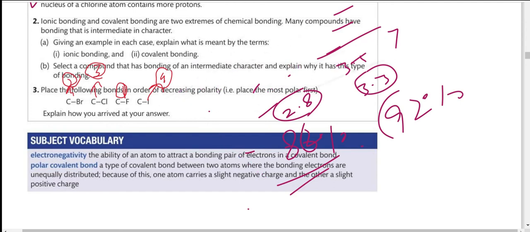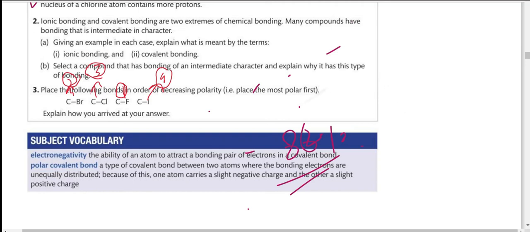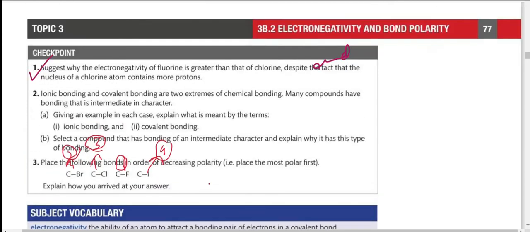Okay, good. Moving on to the third question now. This third question is telling us, place the following bonds in order of decreasing polarity. Explain how you arrived at this point. Now to explain this we need to move a little bit towards the polarity once again.